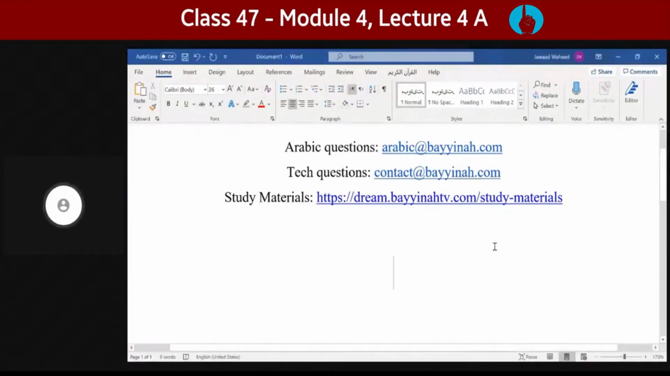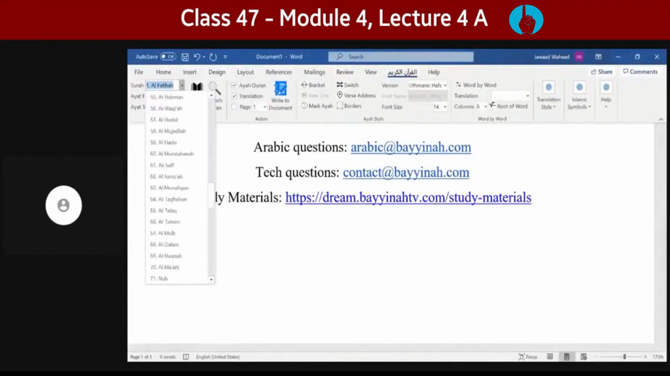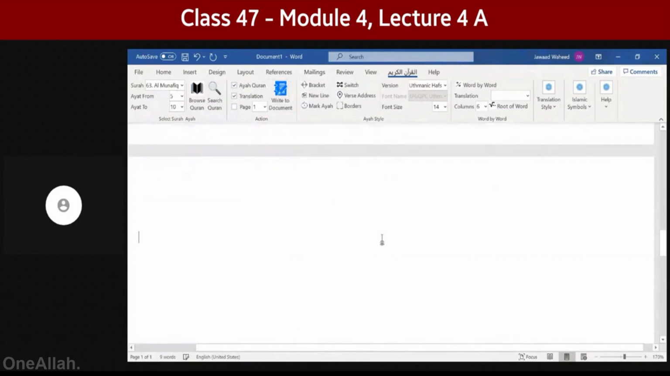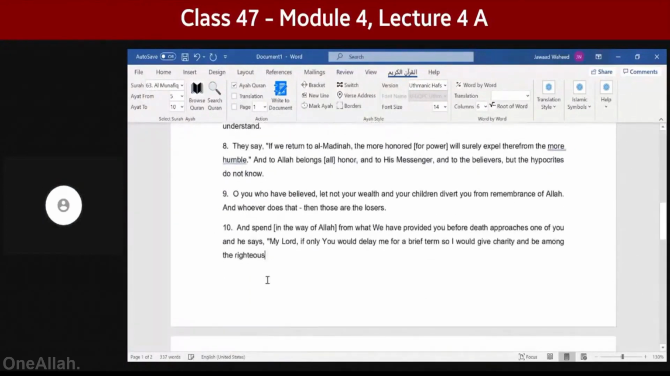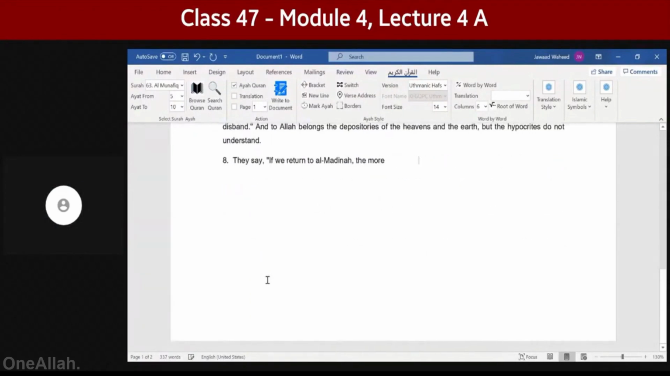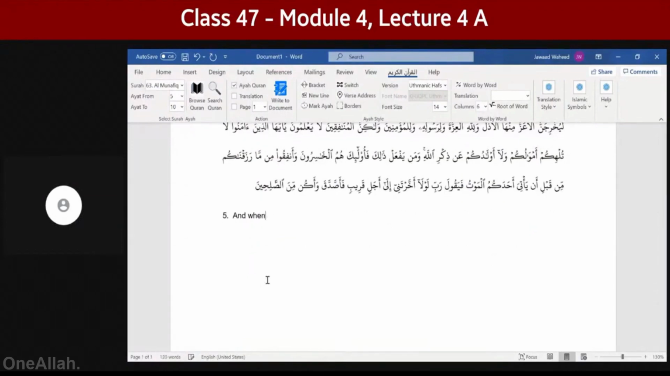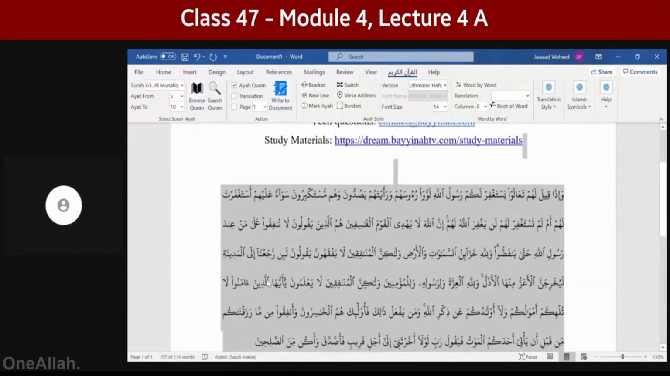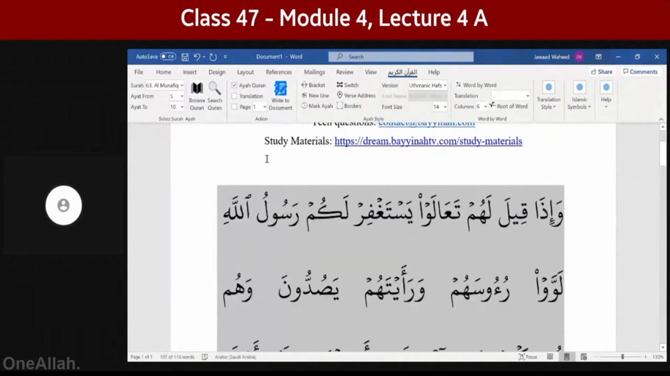Surah Munafiqun. Okay, let me put in Surah Munafiqun and see what we can do with that. Oh, it included the translation. Okay, what words were you asking about now?